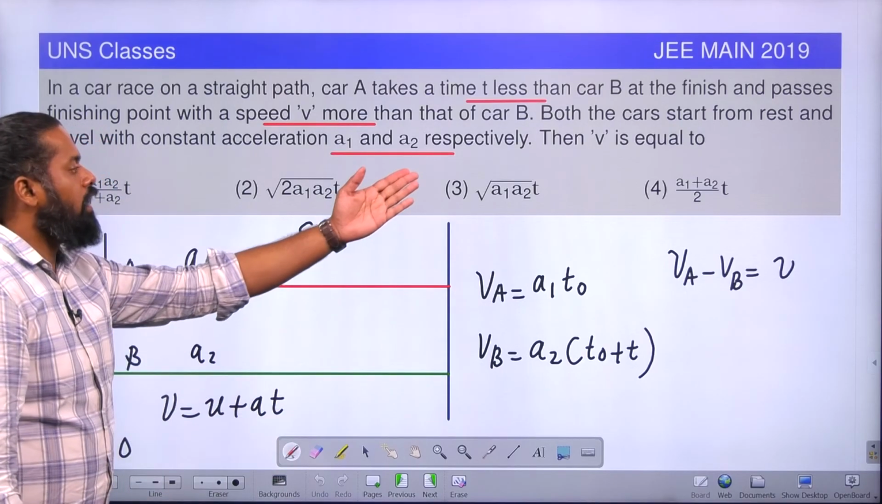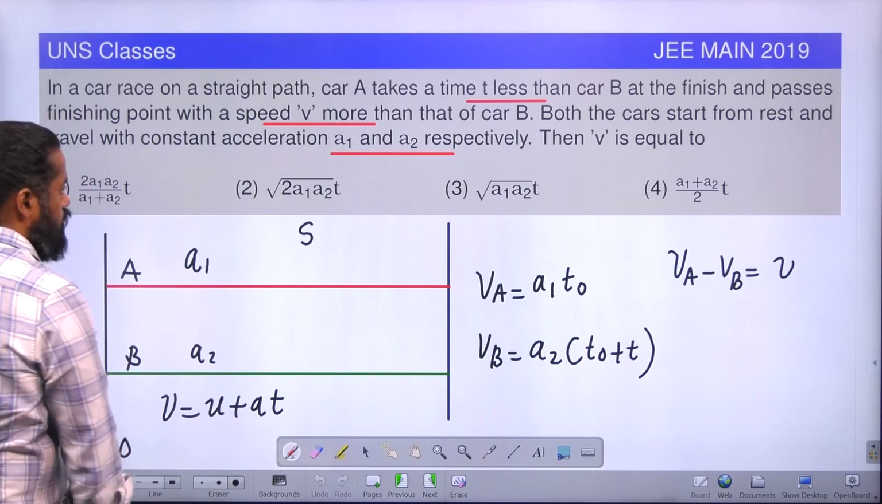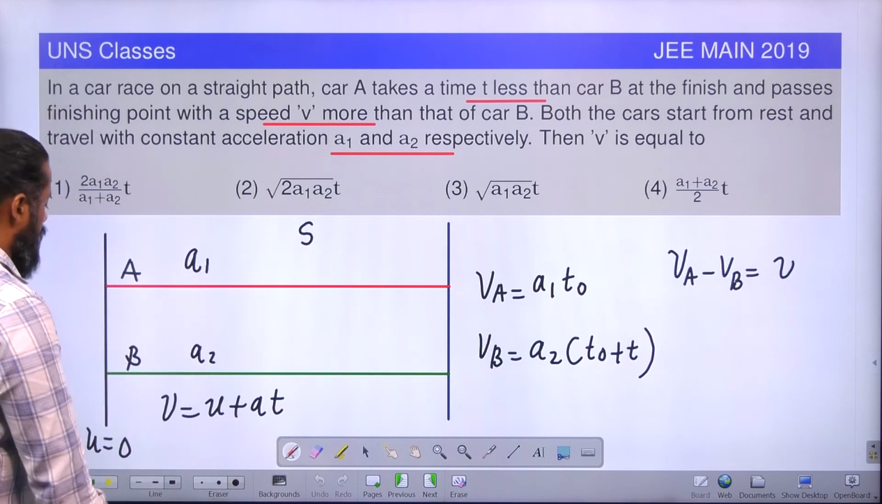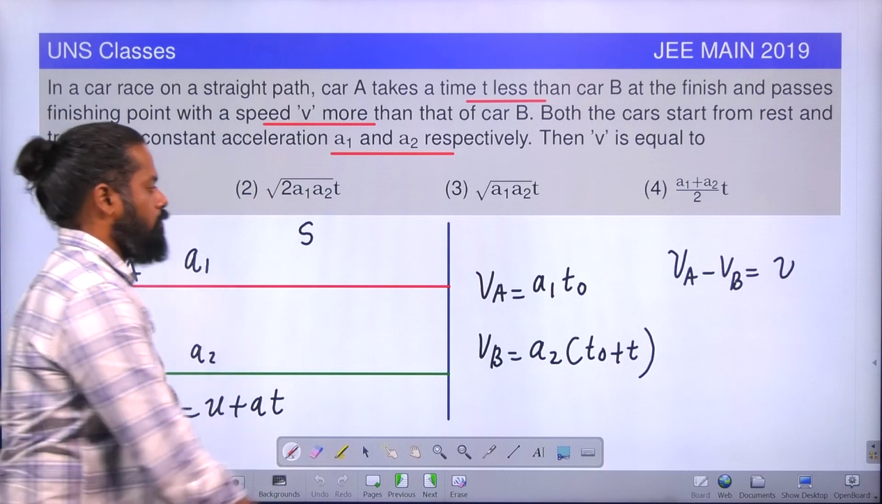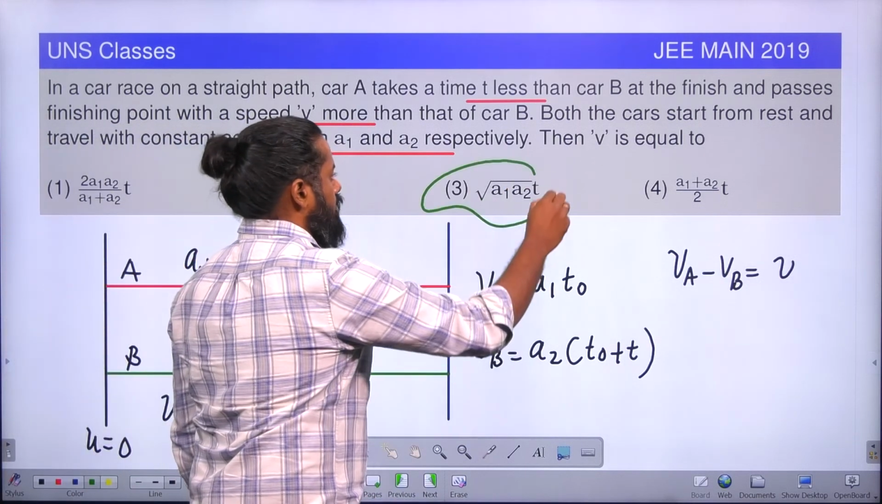So v equals root of a1 a2 multiplied by t. Look here, which answer is matching? Root of a1 a2 multiplied by t. So option 3 is the right answer in this case.